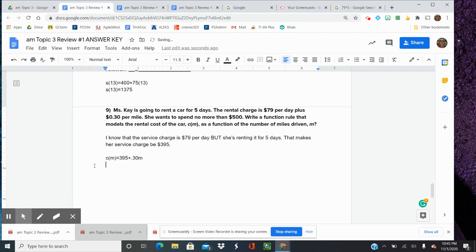And I just want to point out, I'm not even sure I need to do this, but let me just say that if you were choosing a multiple choice question, right, and they had this as an answer, C of M equals 0.30 M plus 395, I hope that you would know that those two are exactly the same. Right? The one just wrote 395 first, the other one wrote 395 second. It's both exactly the same.